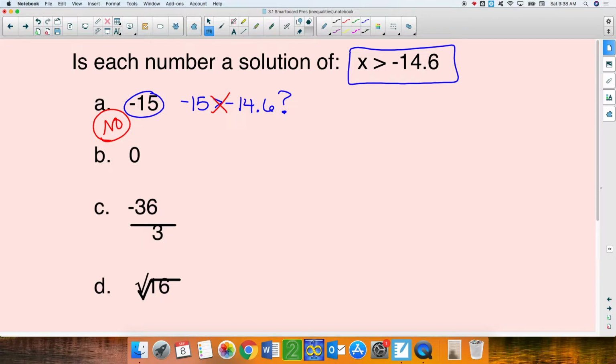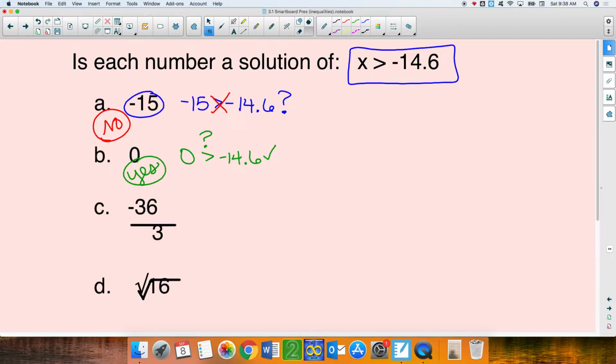Okay, let's look at B. The question is: is 0 a solution of this inequality? I'm taking 0 and plugging it into x, and we're wondering, is that true? Is 0 greater than negative 14.6? It is, yes. 0 is greater.